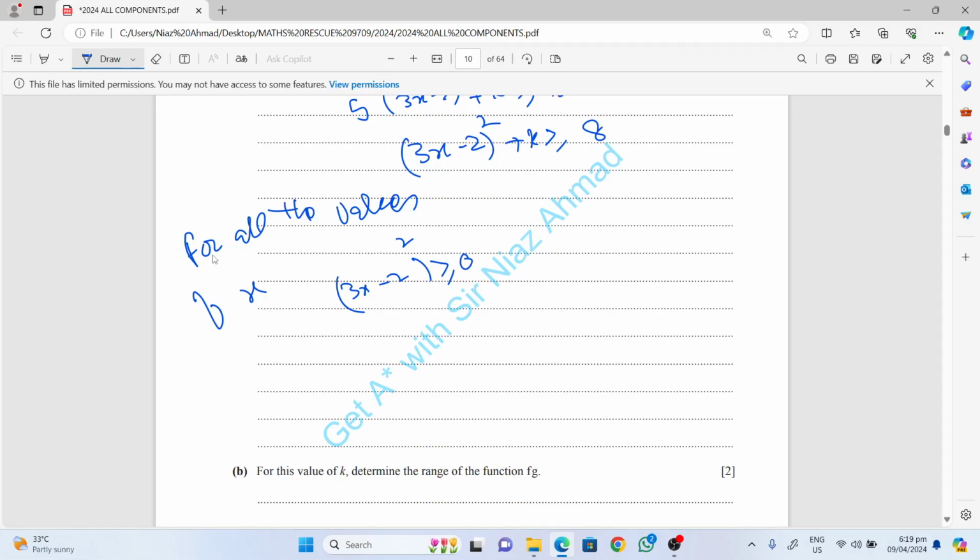We just need to determine the minimum value of k. The minimum value of k would be, if I say 0 plus k is greater than or equal to 8, so k will be 8. Find the value of k. So the value of k is 8. We are done.